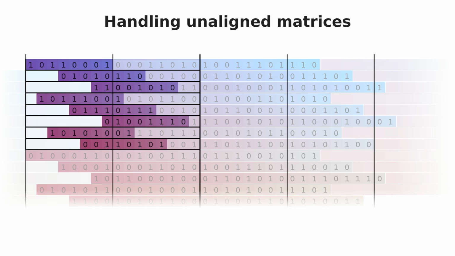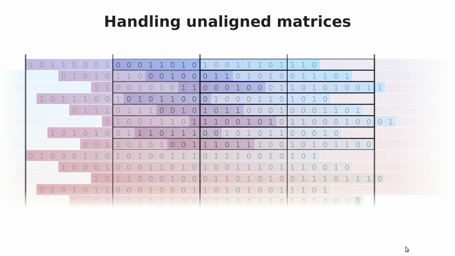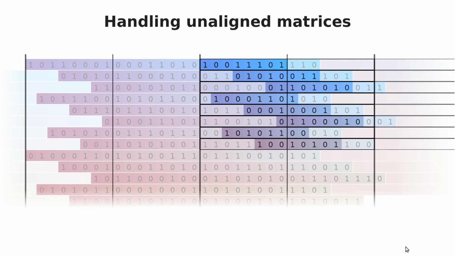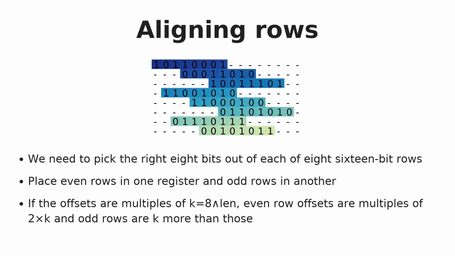And then after that, I'm going to just read 8 new bytes to avoid reading 16 new bytes, and discard the ones on the left and keep the ones that were on the right, and do the same trick and keep moving forward through the matrix like this. Now I need to know how to align rows.